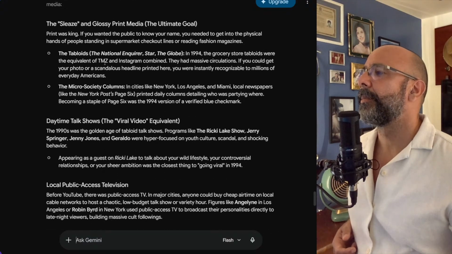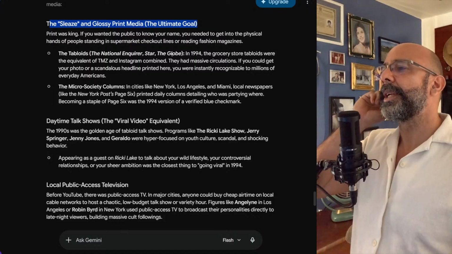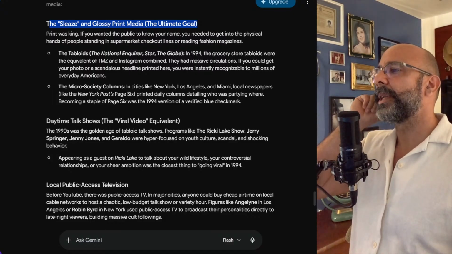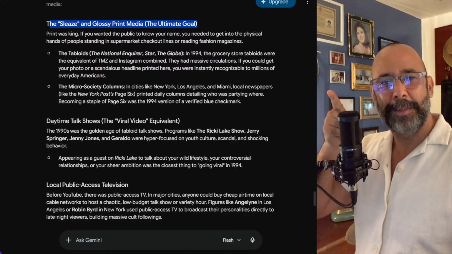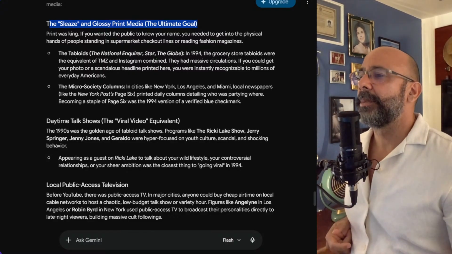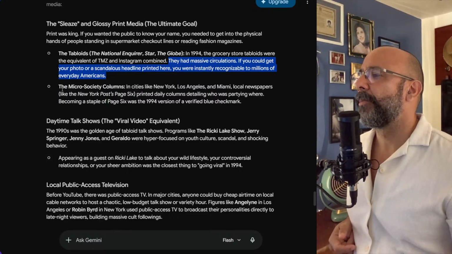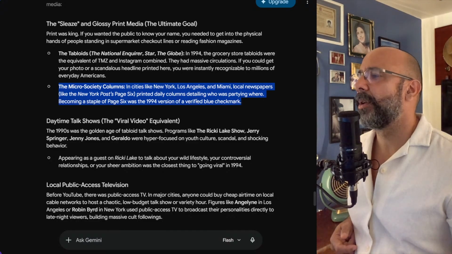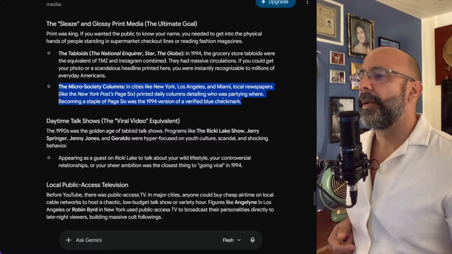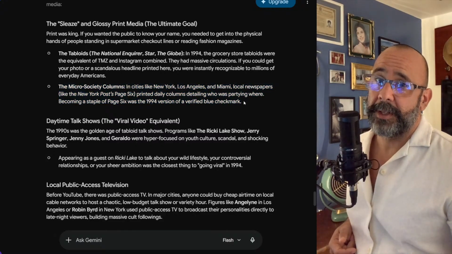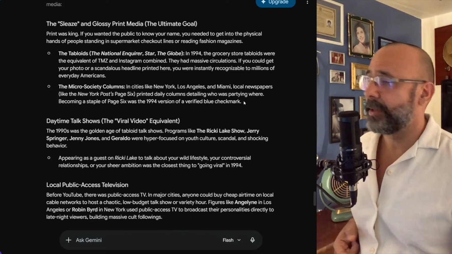Okay, the three: sleaze and glossy print media. Print was king. If you wanted the public to know your name, you needed to get into the physical hands of people standing in supermarket checkout lines. Tabloids, right? This is perfect. They had massive circulation. Perfect. The micro society columns. Okay, local newspapers, printed daily columns detailing who was partying where. All right. Well, that's probably not going to be Tammy Lynn Hicks because she's with a fugitive, right?